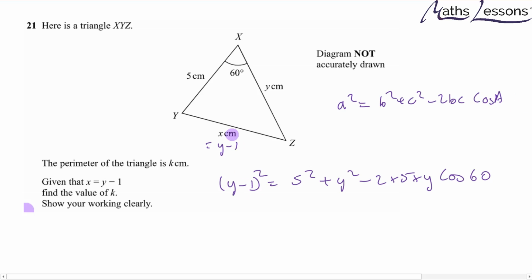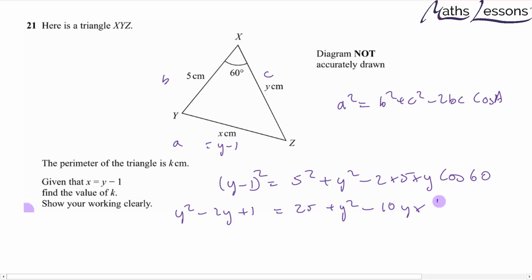So I've just called this side a. I've called this side b and this side c, or vice versa. It doesn't really matter which b and c are. So let's multiply this all out. So I get y squared minus 2y plus 1. I've just sped that up. You can work that out for yourself as a check. 25 plus y squared minus 2 times 5 is 10y times cos of 60.